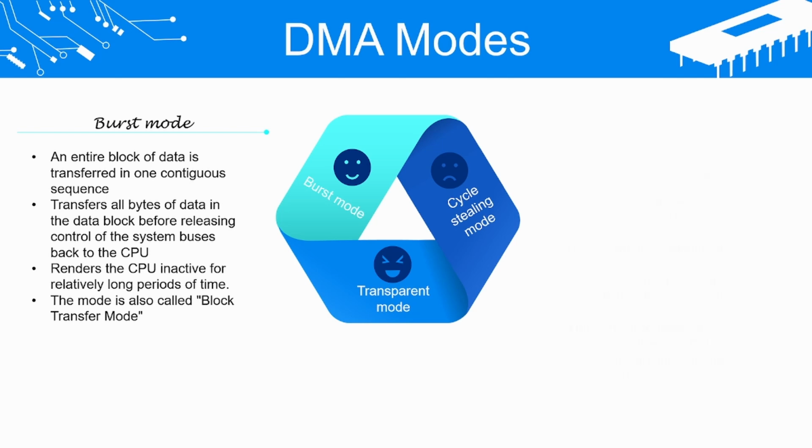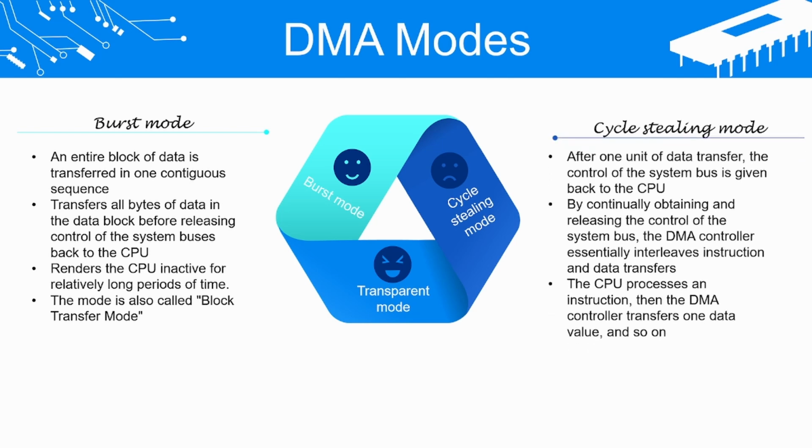The second one is cycle stealing mode. The CPU gives the control of the buses to the DMAC for one cycle in which the prepared data is transferred to the memory. The CPU processes an instruction and then the DMA transfers one data value, and thus the cycle continues till the entire data is transferred by the controller.